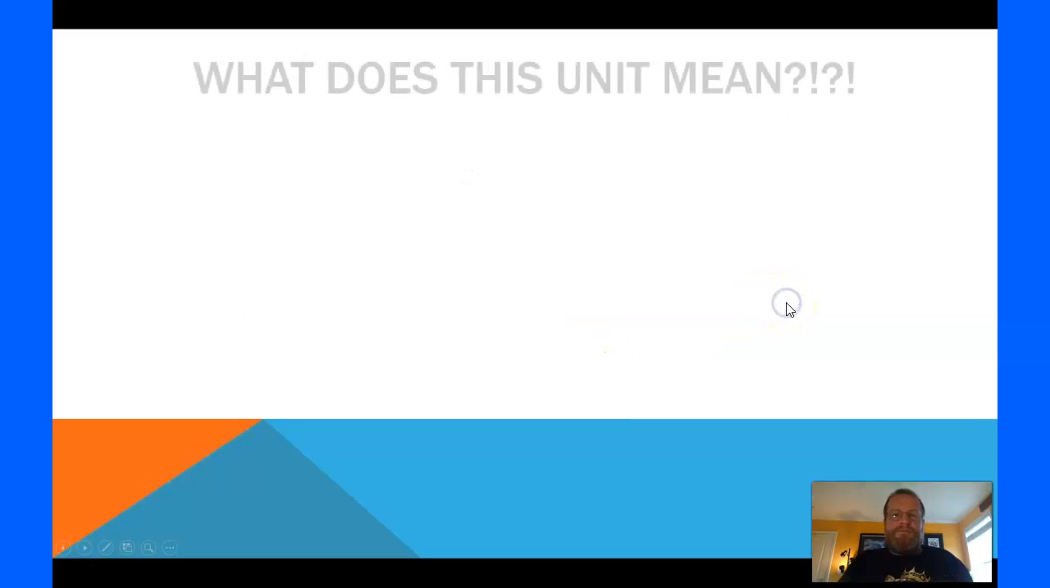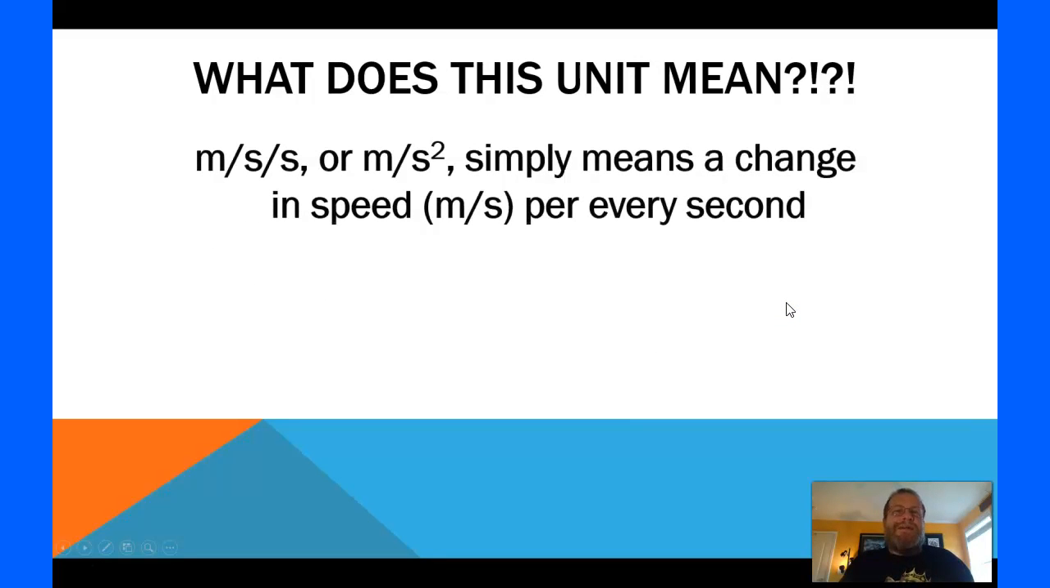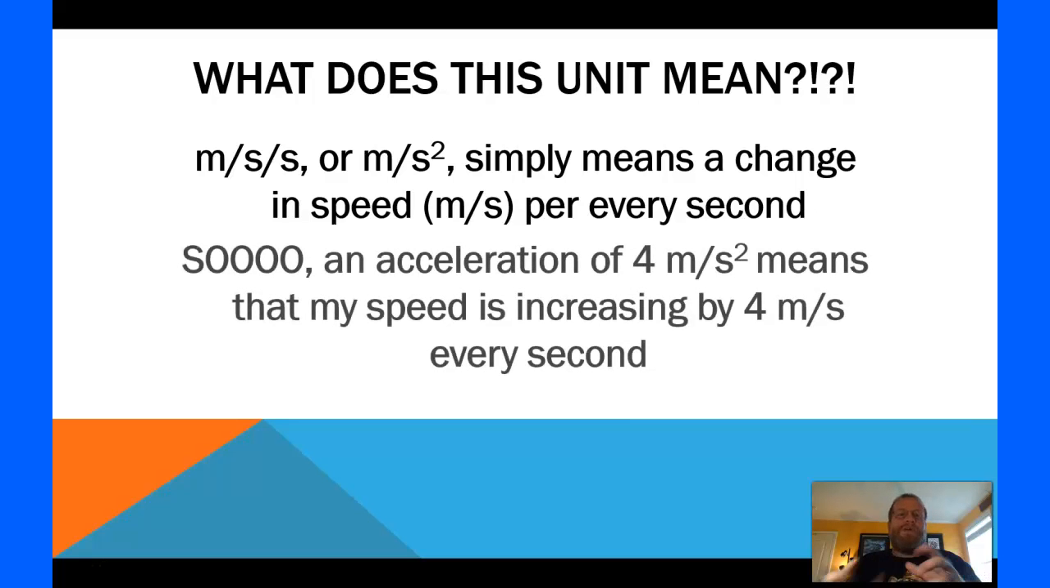Okay, great. But what does that unit even mean? Units have meanings. Units tell us stories. Let's find out. Meters per second squared simply means a change in speed, in this case measured in meters per second, per every second. So an acceleration of 4 meters per second squared means that every second my speed is increasing by 4 meters per second. So if I start off at 0 and I accelerate 4 meters per second squared, for 1 second I'm going now at a speed of 4 meters per second.